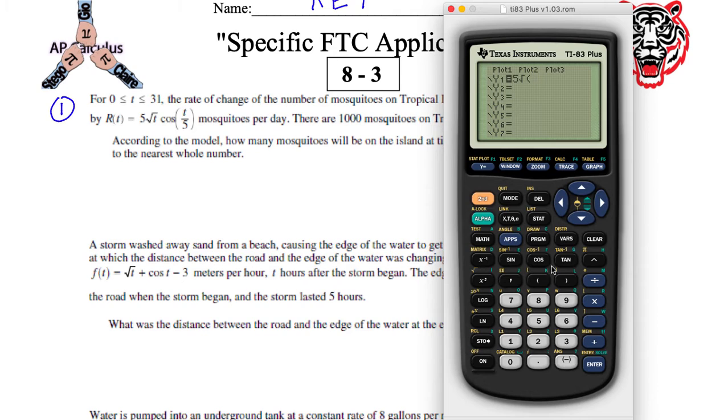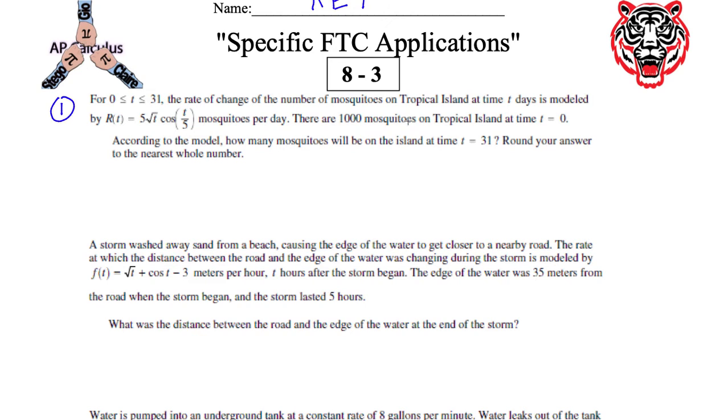5 times the square root of t, in parentheses, cosine of t divided by 5. Cool, I have my equation. Let's get rid of this. There are 1,000 mosquitoes at time equals 0, so that is my start information. I need both the start time and the start amount. According to the model, how many mosquitoes will be on the island at t equals 31?